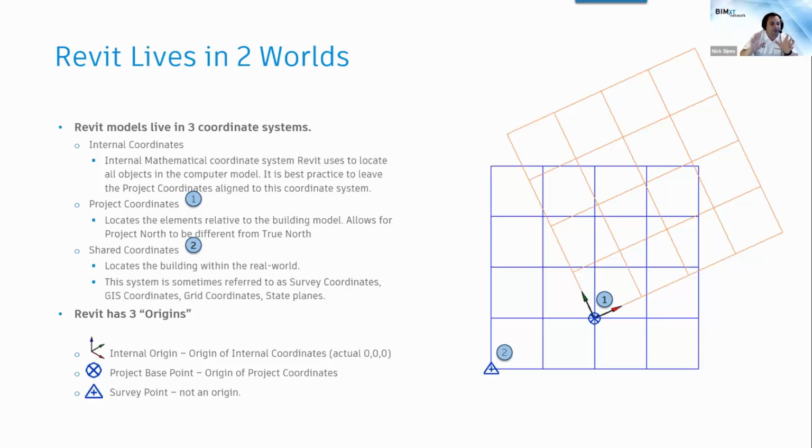Arguably, the project base point is an origin, and I'll get into that. And then you have a survey point, which people said was an origin. It is not an origin. It is a reference point. And then you have three coordinate systems, although really I only like to think that you have two. The first one, which I tend not to mention, is the internal coordinate system. Basically, this is the mathematical grid that all software has to have, even two-dimensional. In this case, we have the 3 dimensions that you have to have in order to make things work. Then you have the project coordinate system.